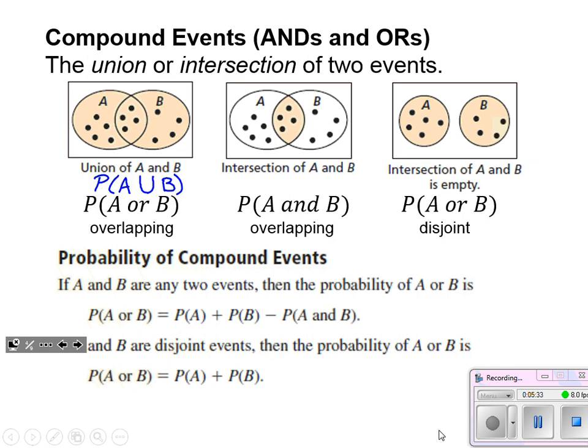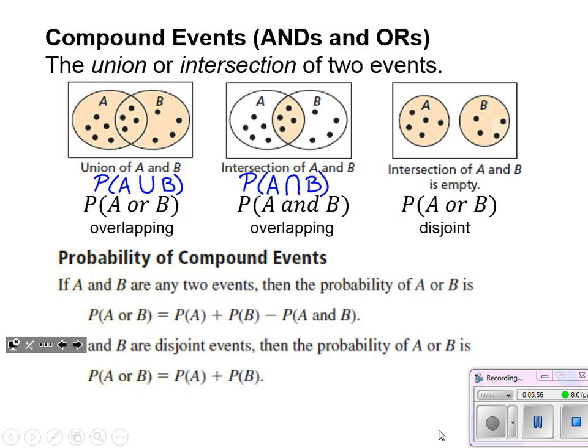Okay, and then in the middle you can see the intersection. That's where we saw that occur definitely with our independent events. That's P of A and B occurring. And again, we can use some shorthand notation there, A ∩ B. That's kind of an upside down union symbol, means intersection.